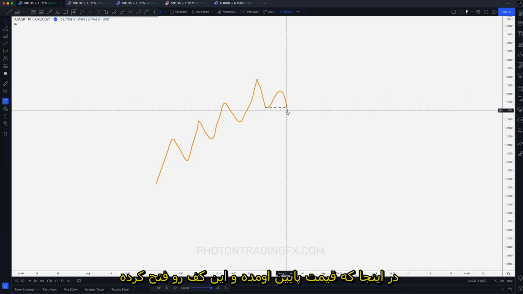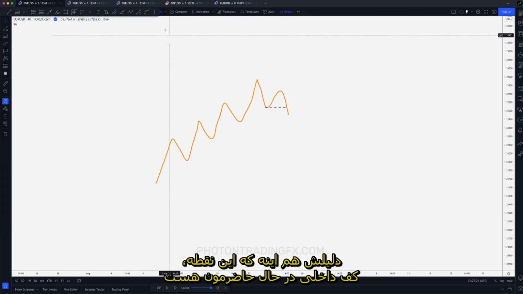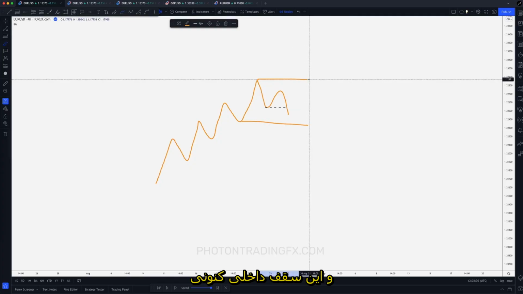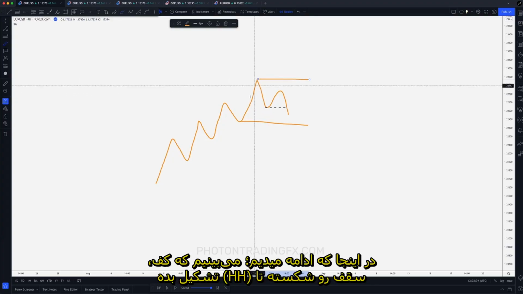So at this point here, when price comes down and takes out this low, the internal structure has not shifted bearish. Right, and the reason why it has not shifted bearish is because this is the current internal low and this is the current internal high, right? Because you can see here, higher high, higher low, higher high, higher low, higher high, higher low, right? This continues, right? This low breaks the high to form a higher high.